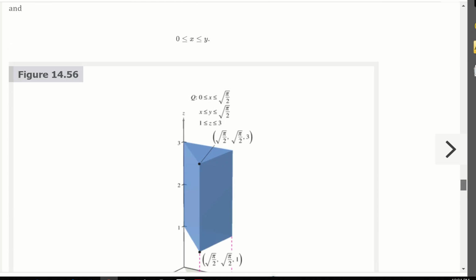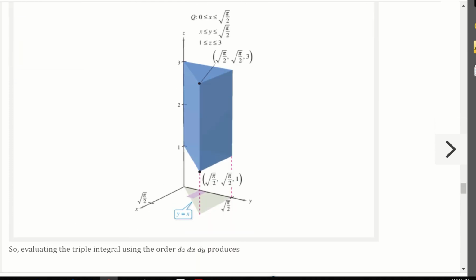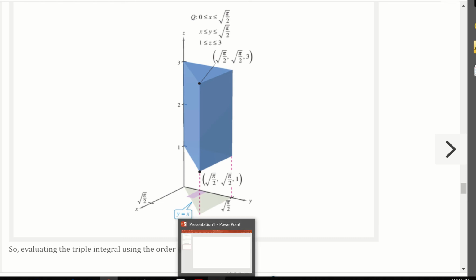If we want to, we can take a look at this region. Here, on the vertical scale, these are our z values. They range from 1 to 3. In the xy plane, if we look at the projection of this region, x ranges from 0 to the square root of pi over 2, and y itself also ranges from 0 to the square root of pi over 2. Let's change the order of integration so that we can actually integrate this.